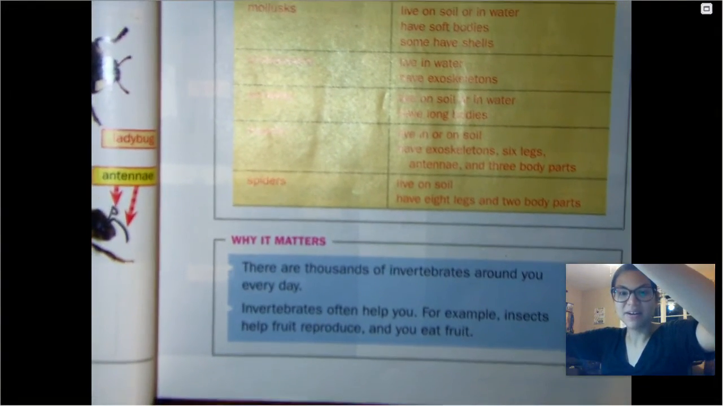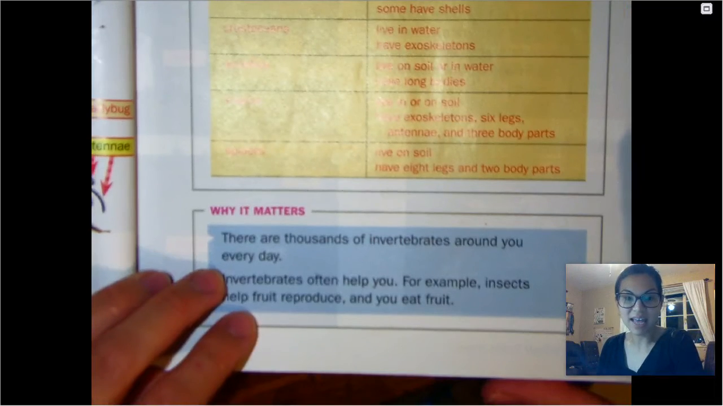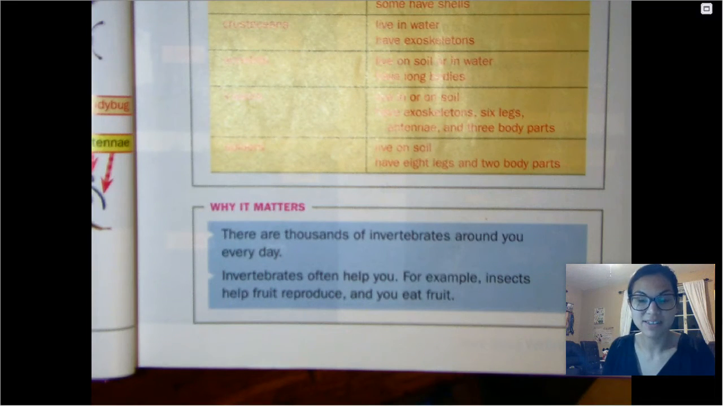Why it matters. There are thousands of invertebrates around you every day. Invertebrates often help you. For example, insects help fruit reproduce, and you eat fruit. All right, so there's a lot of ways that invertebrates help us, specifically, like it said, insects. I'll also give another example. Spiders, like this spider living on my porch right now, catch a lot of bugs like gnats or mosquitoes that are kind of pesty, right? They're annoying and I don't want them around. So that helps me out a lot, right? So that's another example of how an invertebrate can help us, okay?